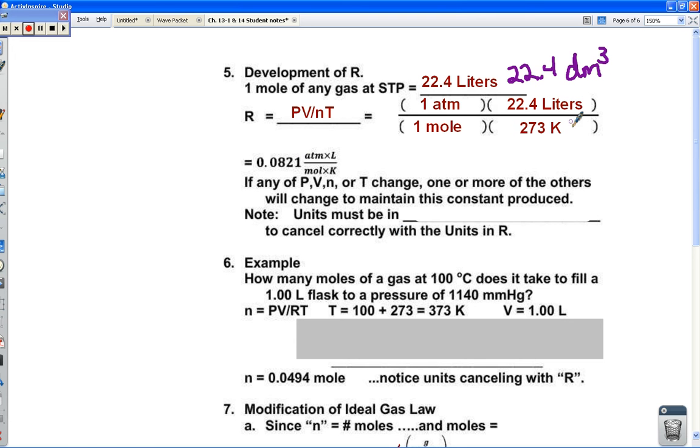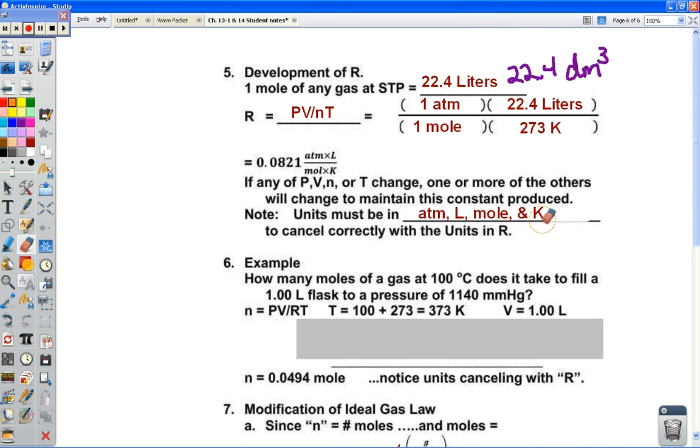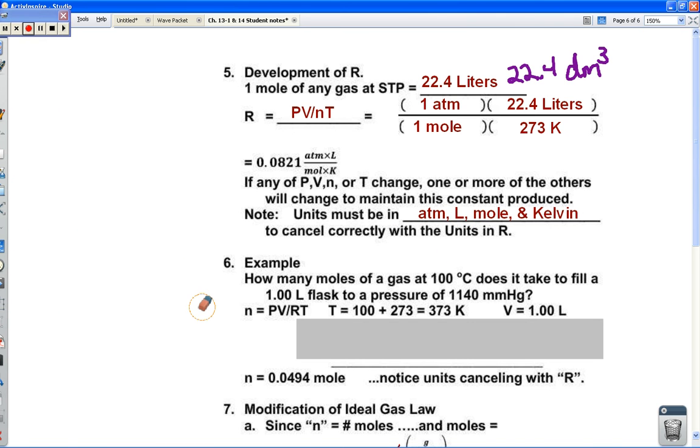We know the molar volume at STP. Our units must be in atmospheres, liters, moles, and Kelvin in order to cancel correctly with the units of R. There are other units of R for differing pressures, but I'm not going to give them to you because you can figure them out later.